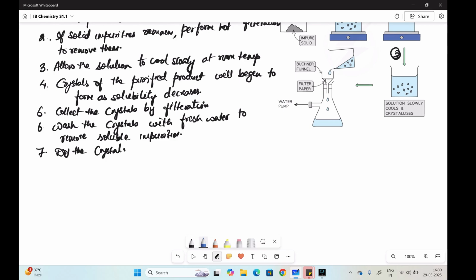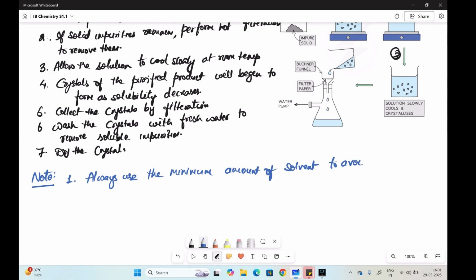There are some note points we must remember during the process. What are the note points? Let me write it here. First note point is always use the minimum amount of solvent to avoid loss of product, right? If you're taking more water, then might be it will get more dissolved and you will get something else, or it will delay the process.